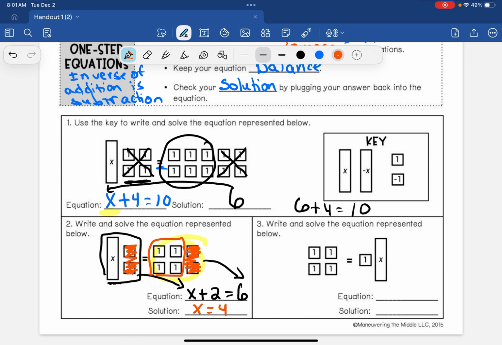And if we go ahead and plug it back into the problem to see if we did it correctly, 4 plus 2 is equal to 6. So we know we solved for x correctly.